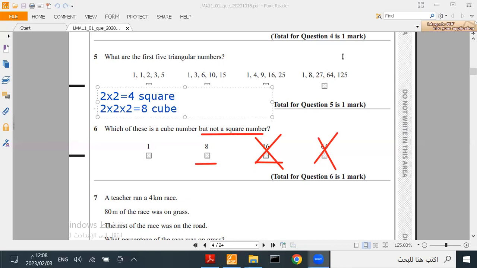So the difference between squares and cubes: square means 2 numbers multiplied together. So 8 is a cube number. It's not a square number. So the answer is what? It's 8.